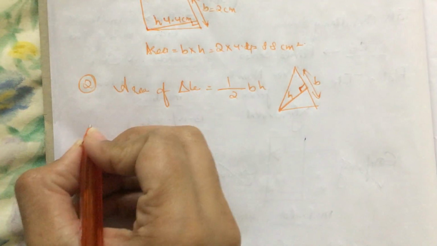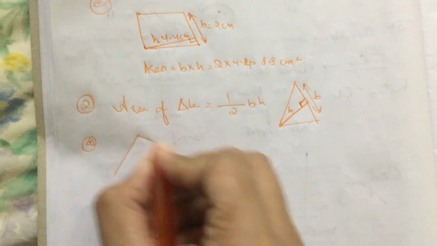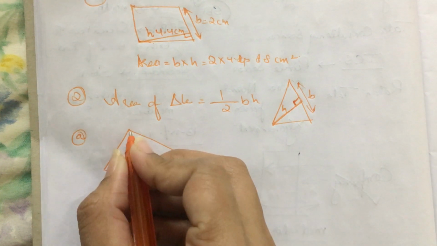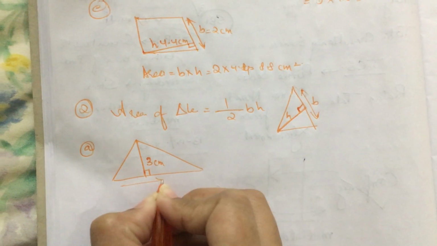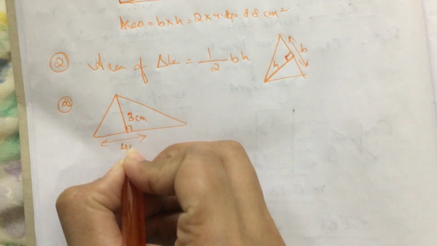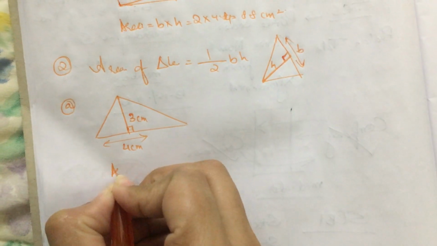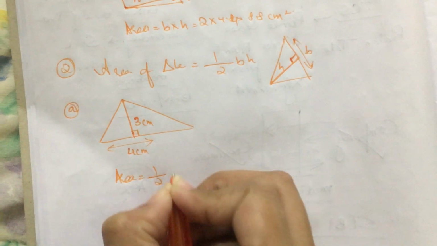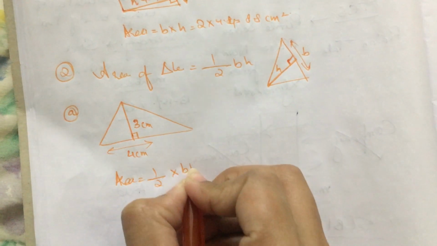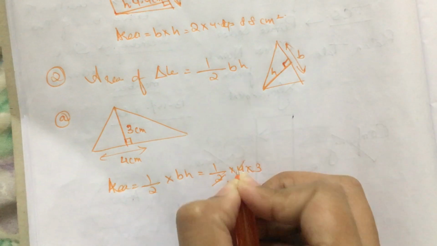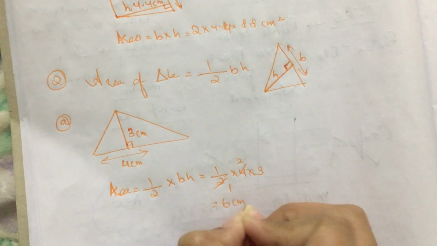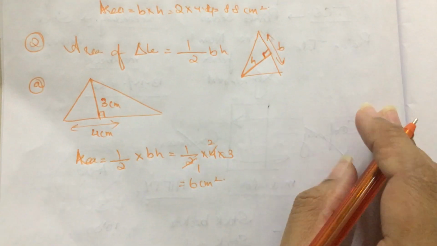Looking at the first one, they have given me a triangle whose perpendicular height is 3 centimeters. So this has to be the base, because wherever this is made, that becomes the base there. It is 4 centimeters. That is, area is equal to half base times height, that is half times 4 times 3. 2 ones are 2, 2 threes are 6 centimeters square is the area of this particular one.